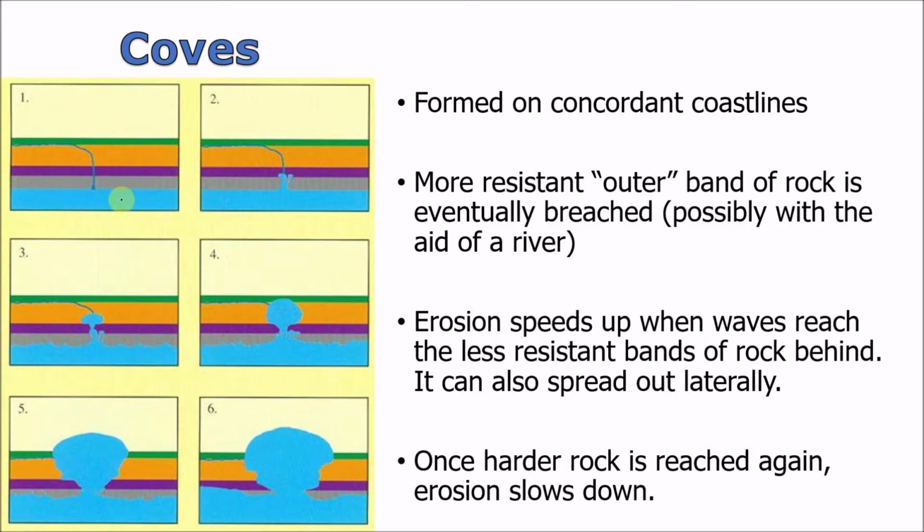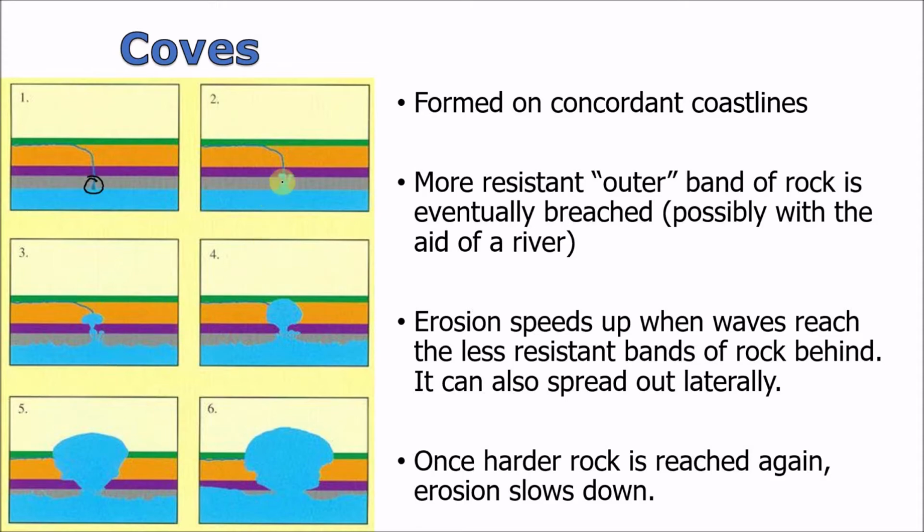Now generally what happens is perhaps that outer band of rock might be more resistant to erosion, but eventually it's going to be breached in some way. The waves are going to find a weakness or a way through that resistant rock, and that might be aided by the flow of a river into the sea. So we can also see on this diagram a little river flowing down into the ocean, and the river's created a little opening in that harder band of rock.